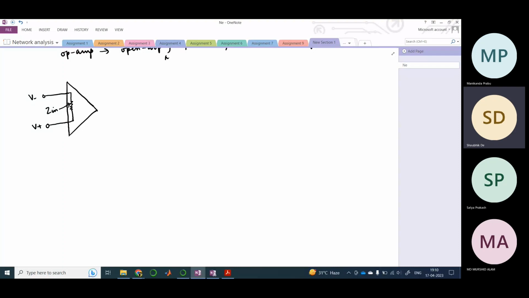And the output here is something like this. There is a voltage source, there is a resistance, and then this is the output, and the other part is grounded. So this resistance is Z out, the output impedance, and this is A. By A, what we mean is the gain of this voltage source.